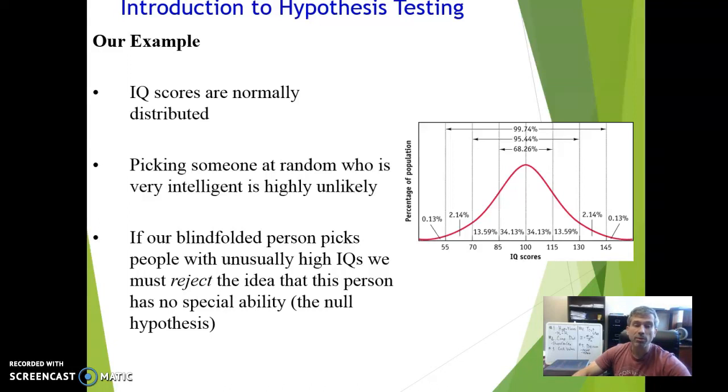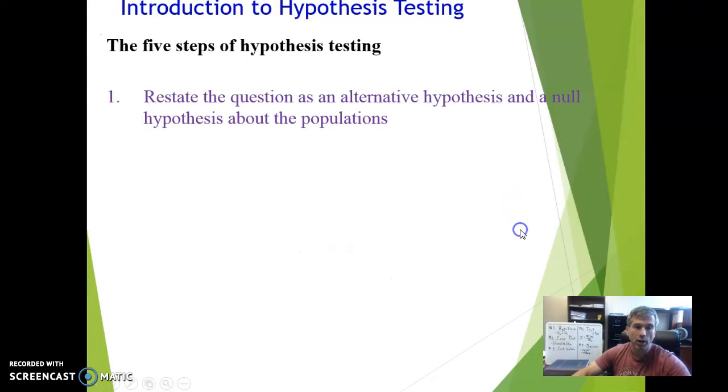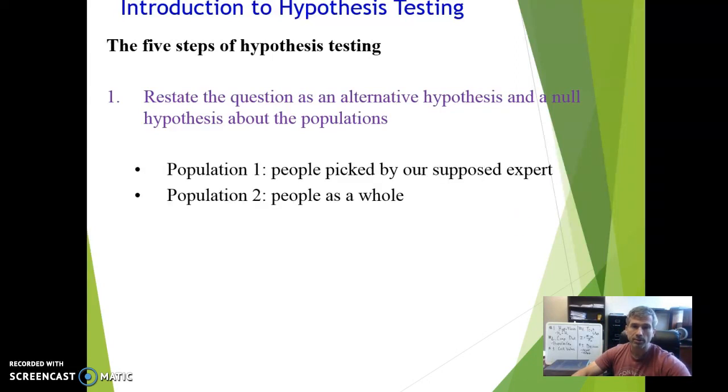We're going to see if this blindfolded person continually picks people who are really unusually high in intelligence and in such a way that it's really unlikely he'd do it by chance. We would reject the idea that they have no special ability. We would reject that null hypothesis. So we actually have enough information here, with only a couple of exceptions that we'll fill in quickly, to actually resolve this hypothesis test. So in step 1, we identify our populations and our hypotheses.